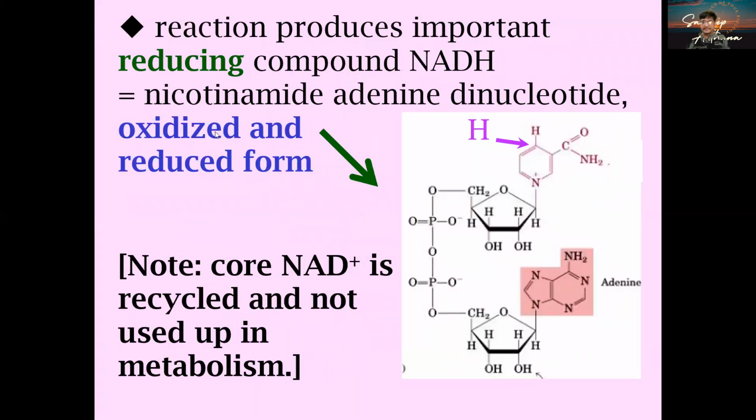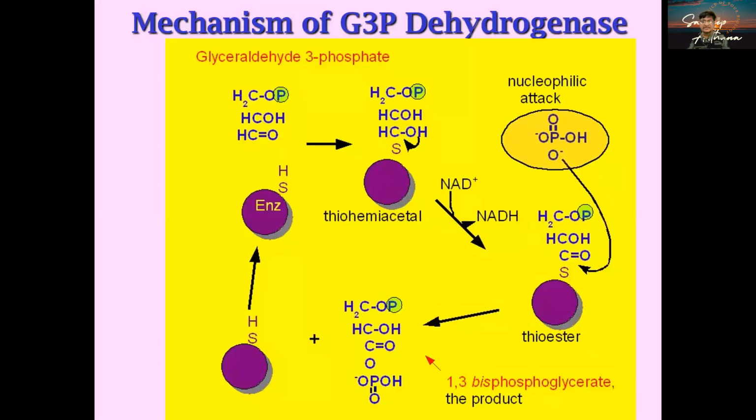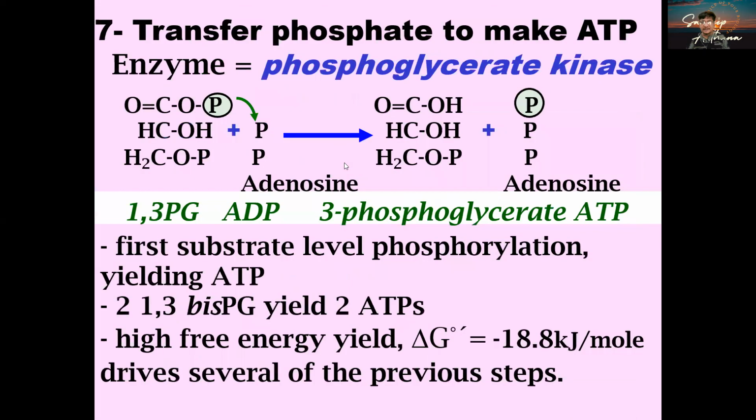Look at over here. The reaction produces the important reducing compound, that is NADH, and the compound converted to NADH is NAD plus, which is a coenzyme, and this is the mechanism which is involved. We will not discuss it in great detail.